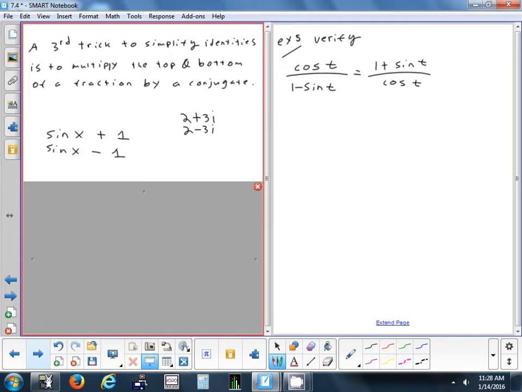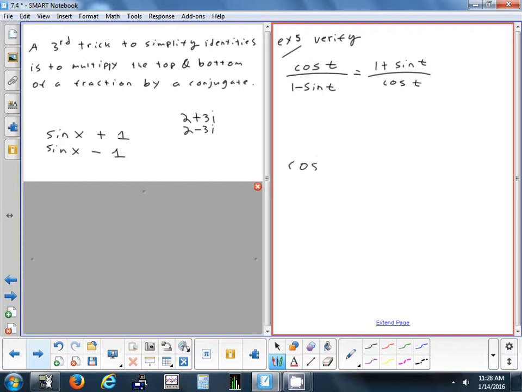All right, so this one wants us to show that cosine t divided by 1 minus sine t is the same as 1 plus sine t over cosine t. Okay, this is one where it really doesn't simplify. It's kind of like you're rewriting it, but I wouldn't argue that the left or the right is any simpler or more complex. All right, so which side do you want to start with? The left? Okay. This one, it doesn't really matter. So we take the left.